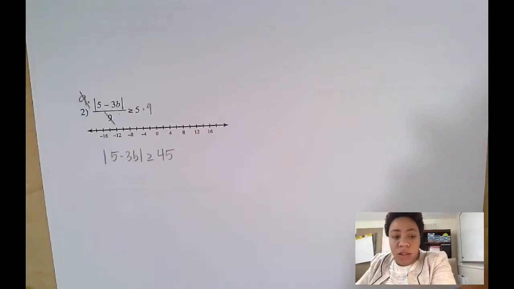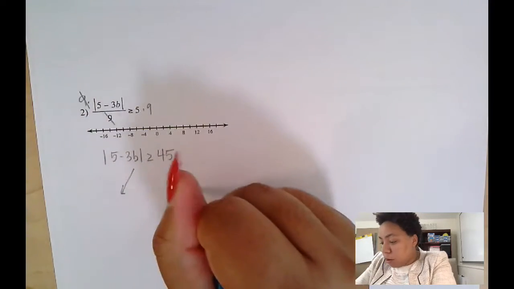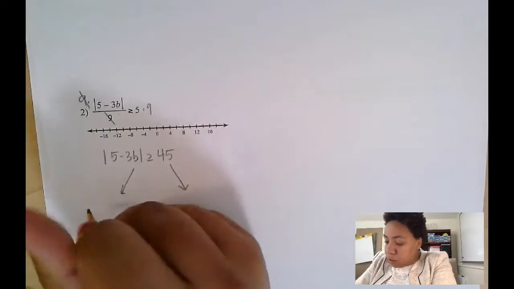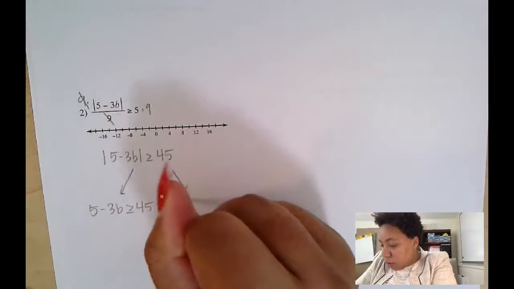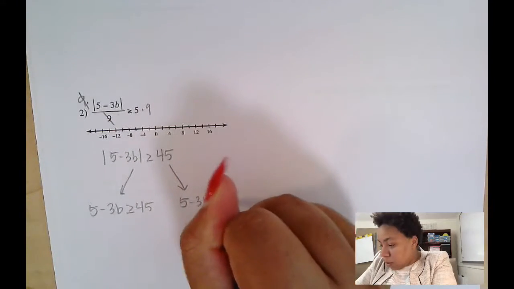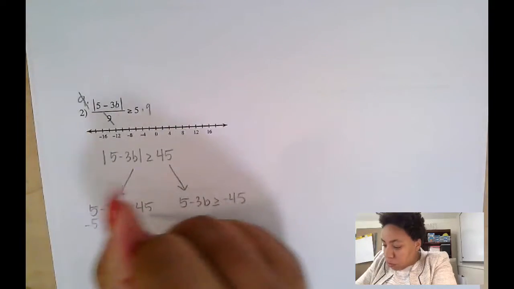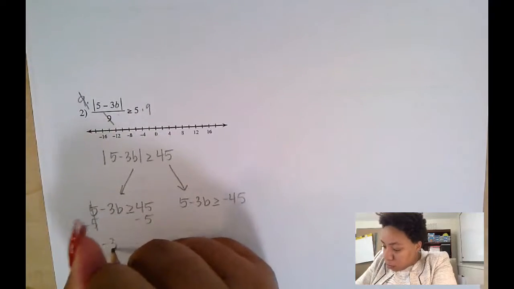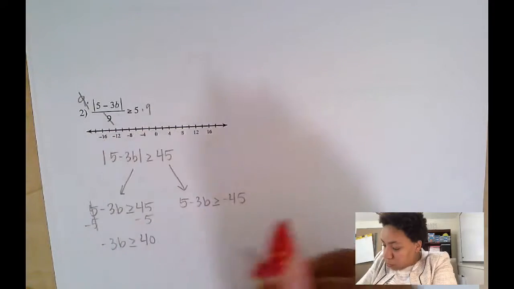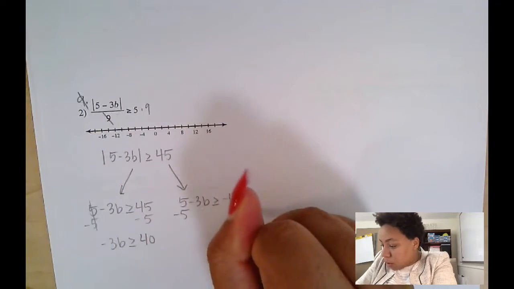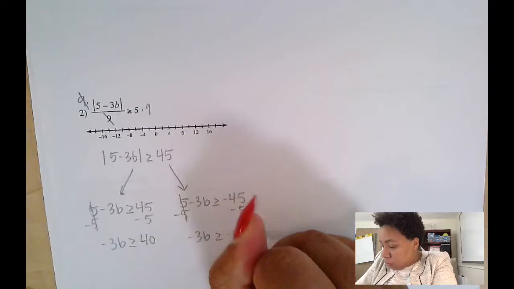Once you get that, now you can solve it as two equations. Break it down into the positive and negative equations. So you're going to do 5 minus 3b is greater than or equal to 45, and 5 minus 3b is greater than or equal to negative 45. Now you're just going to solve. Subtract the 5, so that 3b is greater than or equal to 40. Then you subtract the 5 from this side as well, and you get negative 3b is greater than or equal to negative 50.